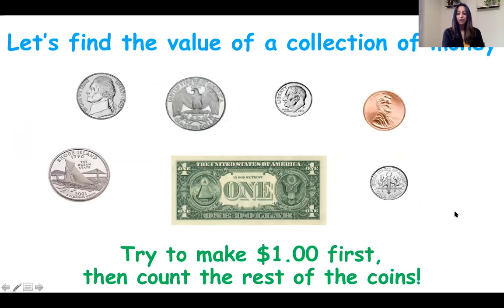Let's try this one. Here we have a group of money. It's a collection of money. It's not organized in order, right? It's not organized from greatest value money to least value money. So now we really have to think, and we have to look at all the coins and the dollars, and we're gonna try to make $1 first. So what do you think we should start with to make $1? Pause the video and point to what you think will make $1. It could be one thing or it could be a bunch of things together, but point to how you would make $1.